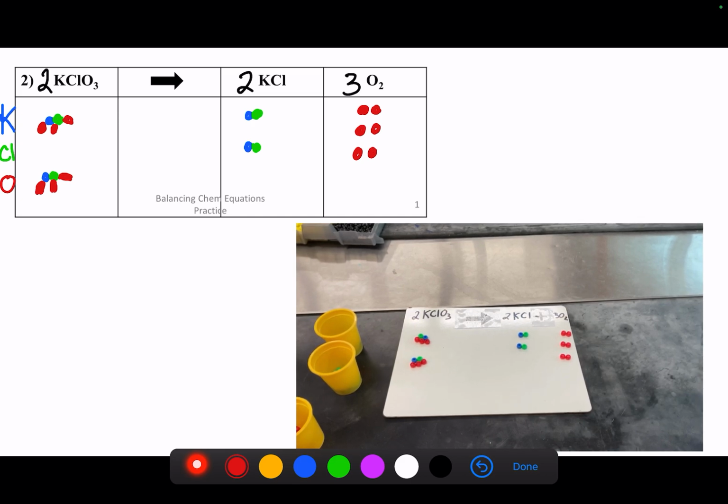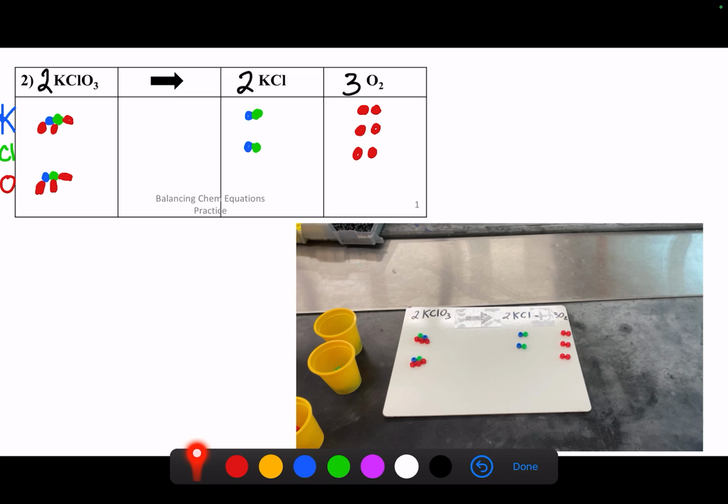Okay, and again, when I'm looking at this, I'm showing that this is one molecule and this is one molecule. That's why I have 2. KCl, KCl, that's why I have 2. O2, O2, O2, that's why I have 3. And they are now balanced.